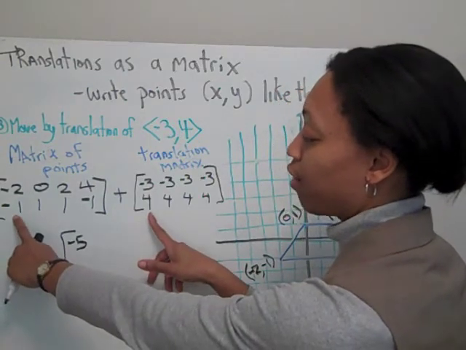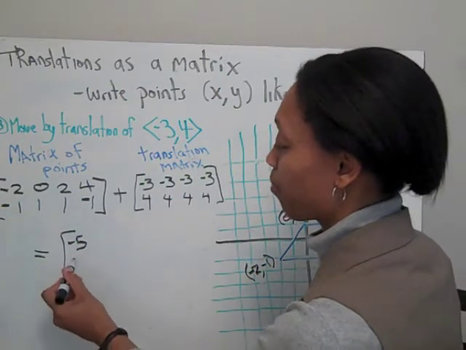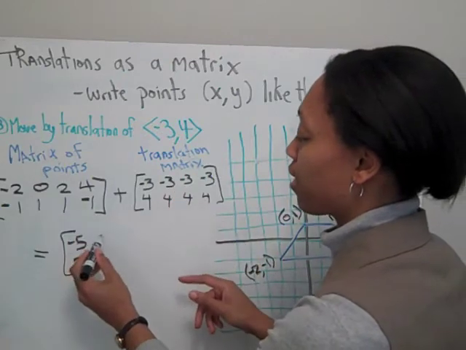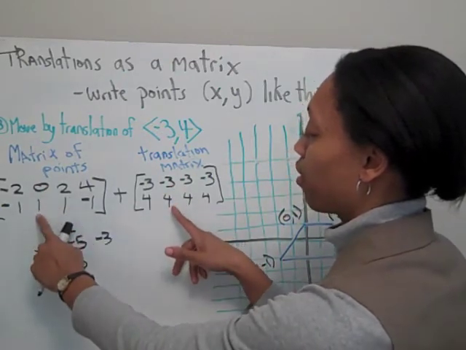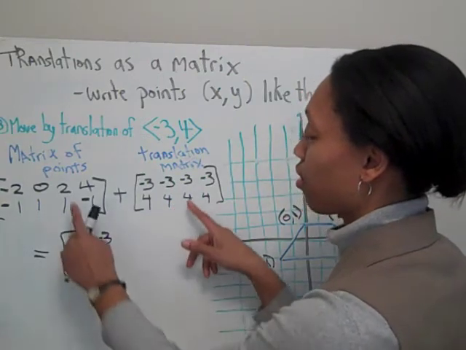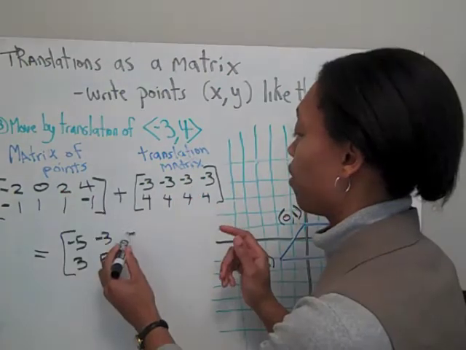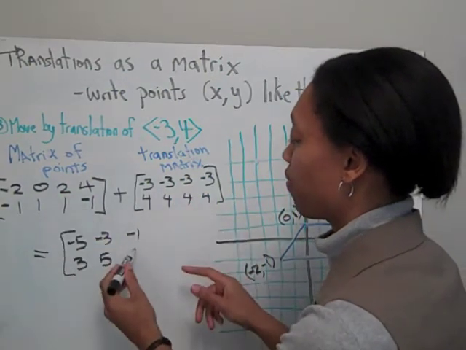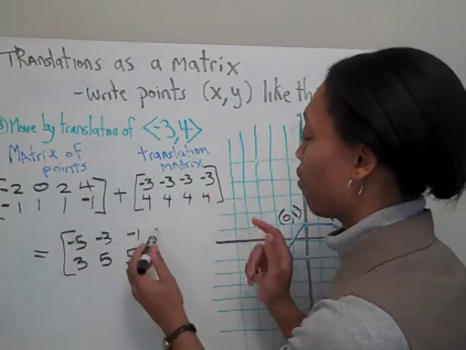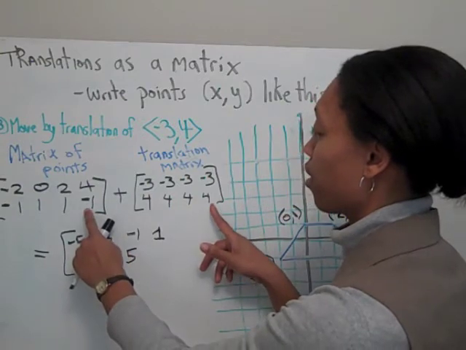Below that I have a -1 and a 4. -1 plus 4 is 3. I have a 0 and a -3, that's -3. I have a 1 and a 4, that makes 5. -2 and 3, 1, that one's 5. 4 plus -3 would be 1, plus 1, and 3.